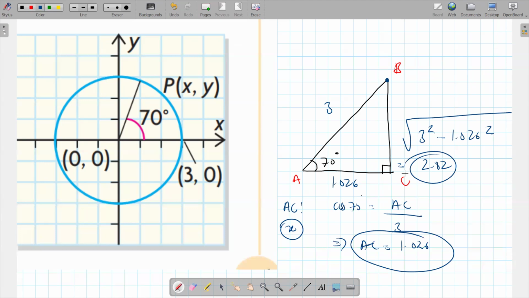So again, remember what the angle gives you. We did this earlier for unit circle. I use these points. X is the cosine value. Y is the sine value. So what is cosine of 70 degrees? Cosine of 70 degrees is the x value, which is AC.